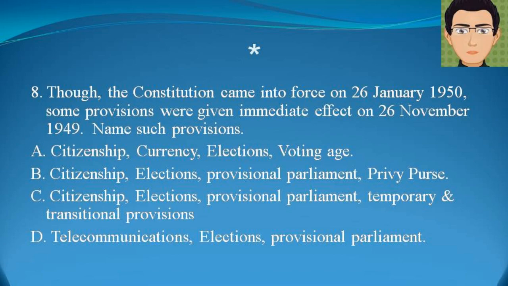Question number 8. Though the Constitution came into force on 26 January 1950, some provisions were given immediate effect on 26 November 1949. Name such provisions. A. Citizenship, currency, elections, voting age. B. Citizenship, elections, provisional parliament, Privy Purse. C. Citizenship, elections, provisional parliament, temporary and transitional provisions. D. Telecommunications, elections, provisional parliament. Answer is C. Citizenship, elections, provisional parliament, temporary and transitional provisions.